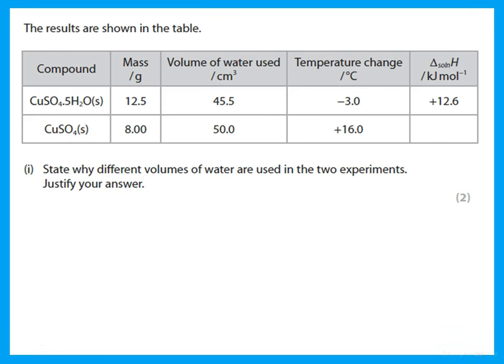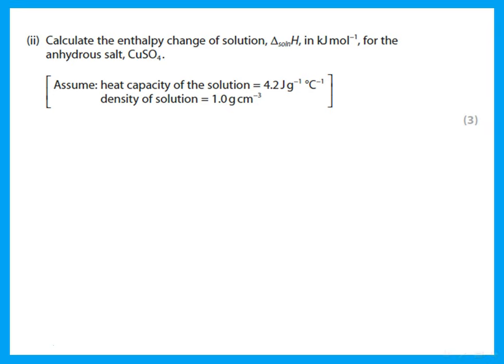State why different volumes of water are used. So in the first one, he was using 12.5 and he used 45.5 centimeter cubed of water. In the other one, he used more water. Why are we changing the amount of water? Remember that we change the amount of water so that the total volume is kept the same. So we want the total volume to be the same.